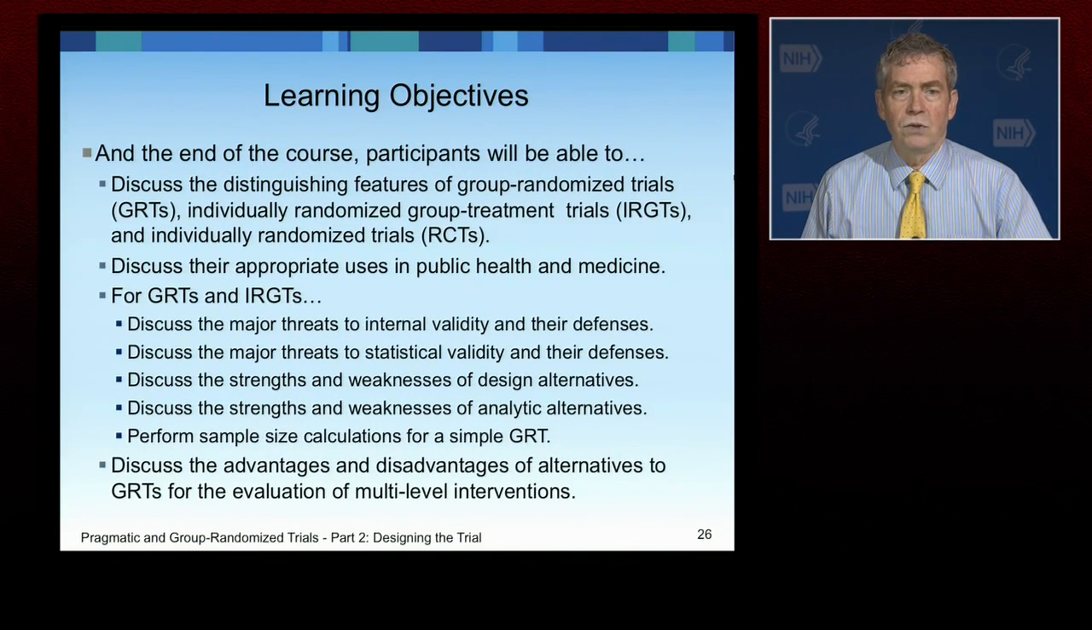At the end of the course, you should be able to discuss the distinguishing characteristics of group randomized trials and their close relative individually randomized group treatment trials, and distinguish them from individually randomized trials. We want you to be able to talk about appropriate uses in public health and medicine. And for group randomized and individually randomized group treatment trials, you should be able to discuss the major threats to internal validity, the major threats to statistical validity, the strengths and weaknesses of design alternatives and analytic alternatives, and to perform sample size calculations, at least for a simple group randomized trial. You'll also be able to discuss the advantages and disadvantages of alternatives that have been offered for the evaluation of multi-level interventions.